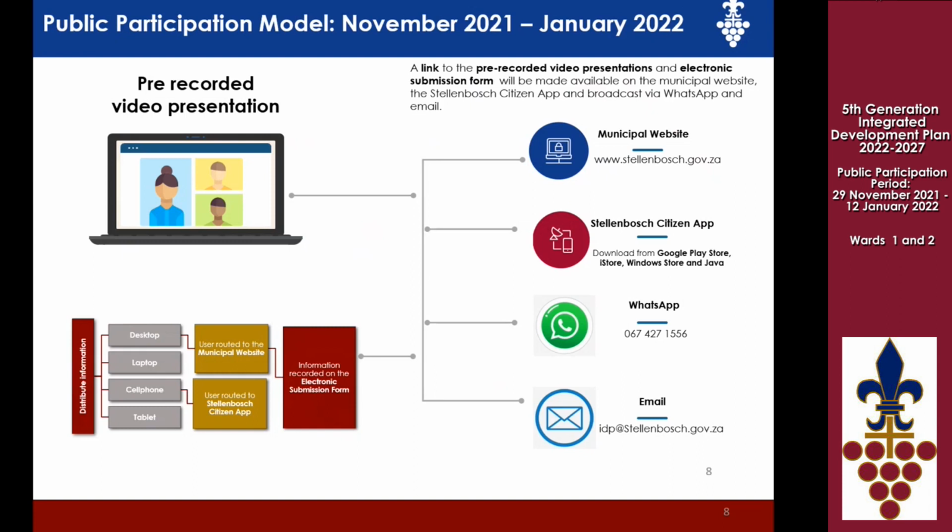The public participation model again: the pre-recorded video, which is currently happening, will be made, and then the inputs from the public can be done through the municipal website on www.stellenbosch.gov.za or the Stellenbosch Citizens app, downloaded from the Google Play Store, or iStore or Windows Store and Java. You can also do this via WhatsApp on the number 067 427 1556, or you can email us at idp@stellenbosch.gov.za.